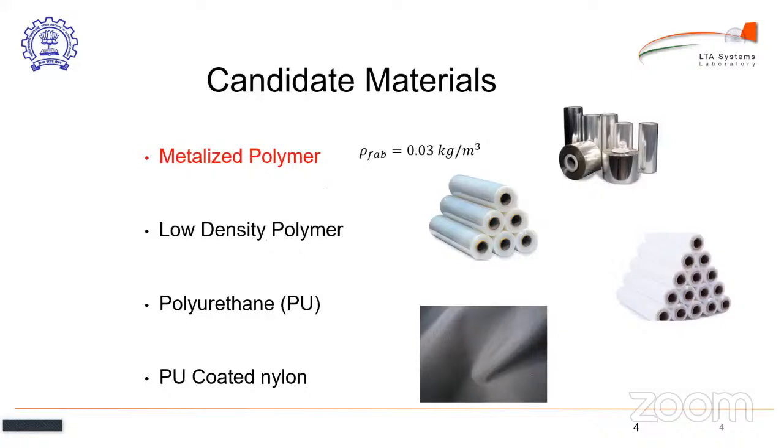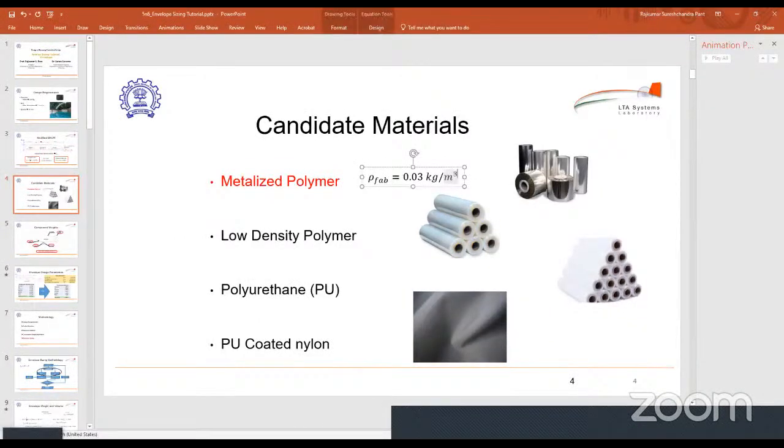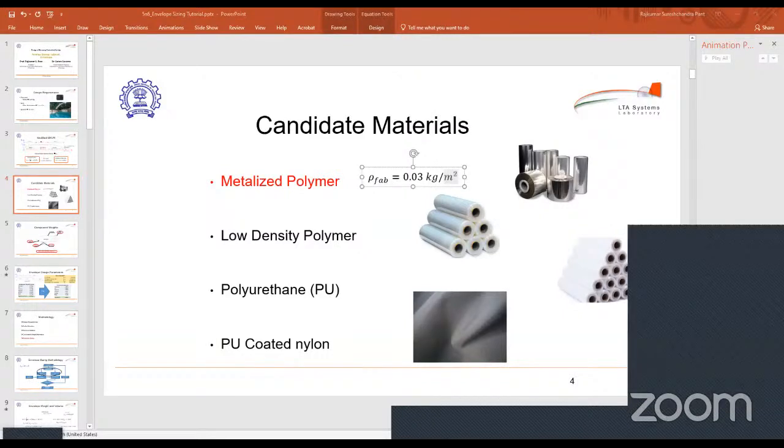Among the various materials which Sohan discussed yesterday, we have shortlisted metallized polymer, which has got a 30 GSM, 30 grams per square meter weight density, or 0.03 kg per cubic meter. Actually, it should be kg per meter square, I think. Yes, sir, that is a typo. It should be kg per meter square. So it's kg per meter square. Okay, so we will work on it.